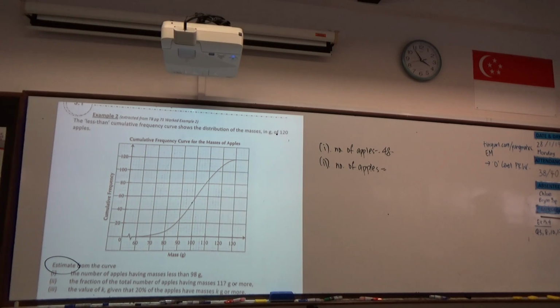Maybe how many apples? Sorry? 108. I read the question again. I want to find the number of apples that have masses 117 grams or more. 120 minus 108 over 120 times. Sorry? 12? How do you get 12?